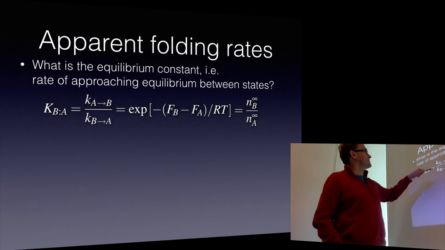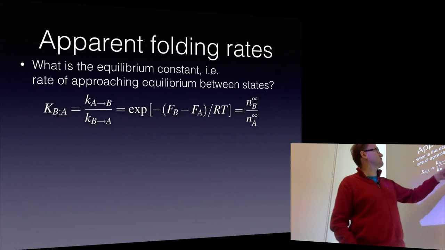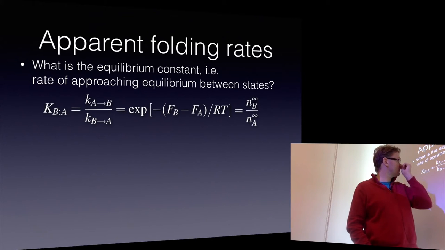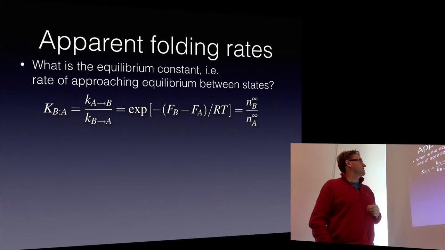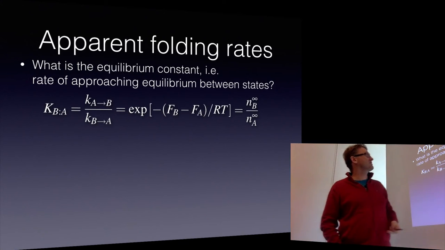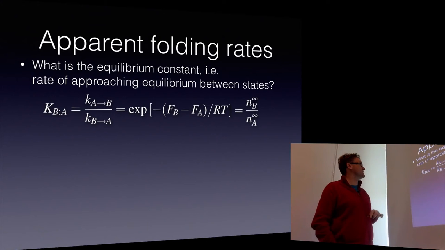That, in turn, because they're the rate constants, is related to the differences in free energy between those two states. And the prefactor cancels out. Again, this is just based on what we had in the last few slides, when we said how we express a rate constant. In particular, note that the transition state energy cancels out.